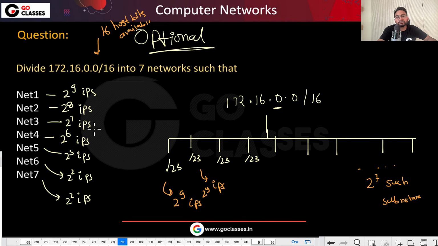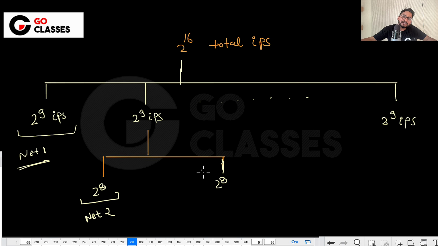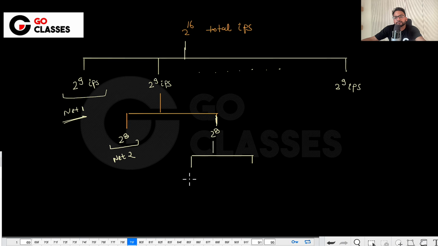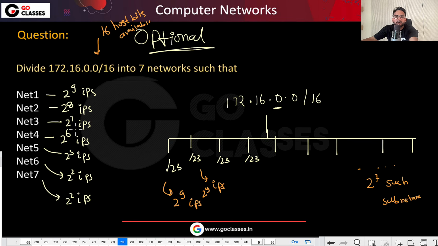Now network 3 needs 2^7 IPs. So should I assign this whole to network 3? No, I can further divide this into 2 parts, 2^7 and 2^7, right? And then I can assign one of the blocks to network 3. Now network 3 is done.